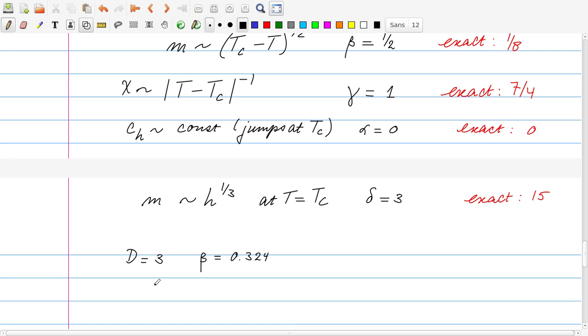If you go to d is 4 and beyond, which of course is a rather theoretical but very important case, then it turns out that you recover all the mean field critical exponents, so they become exact if you go beyond 4 dimensions.